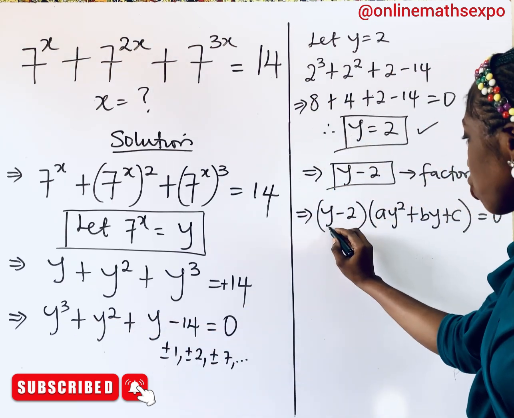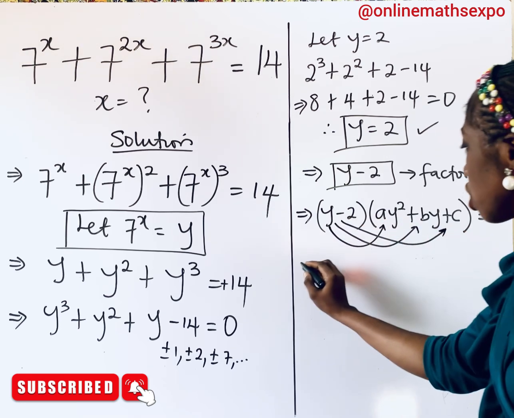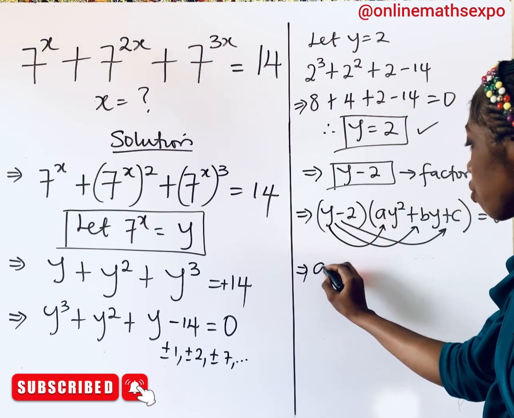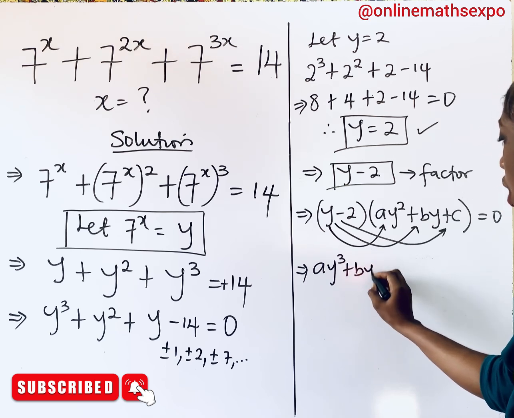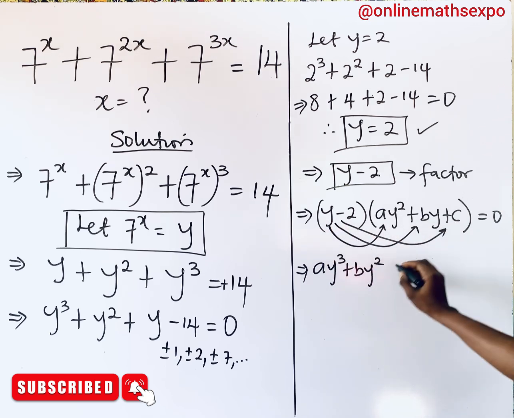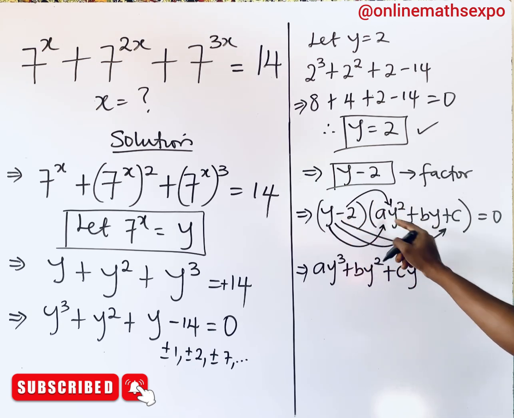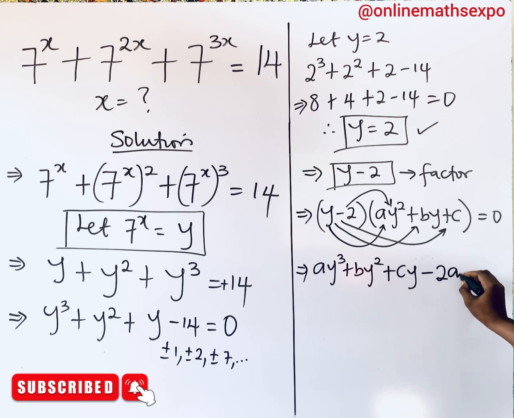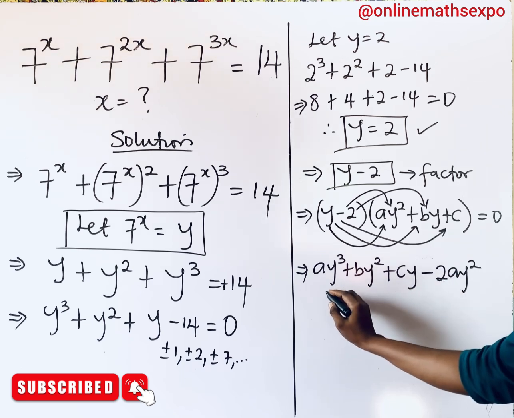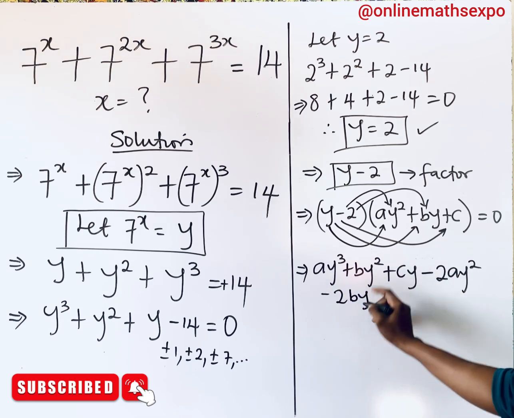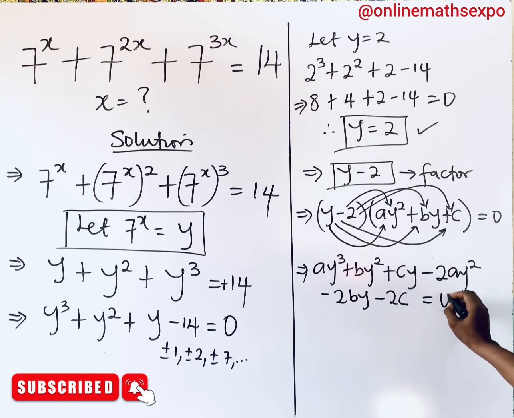So let's do the expansion. We're going to use this to expand. y multiplied by this will give us ay³. Use it to multiply this, it will give us by². Use this to multiply this, it gives us cy. Then go with this: this multiplies to give us −2ay². Now use it also here: we have −2by. Use it on the last, we have −2c, and everything is equal to 0.